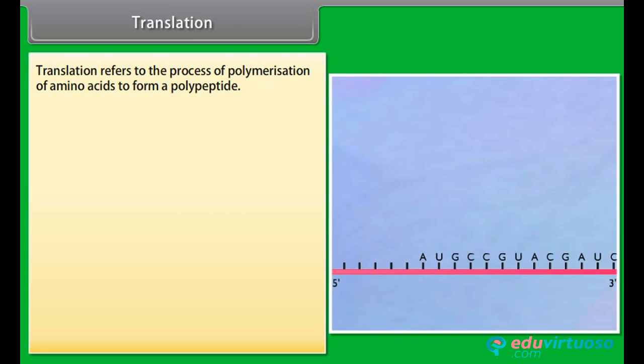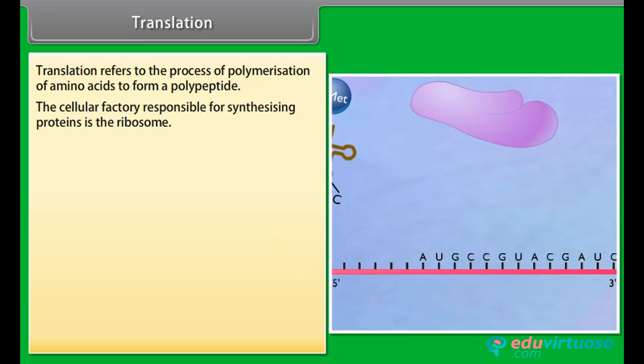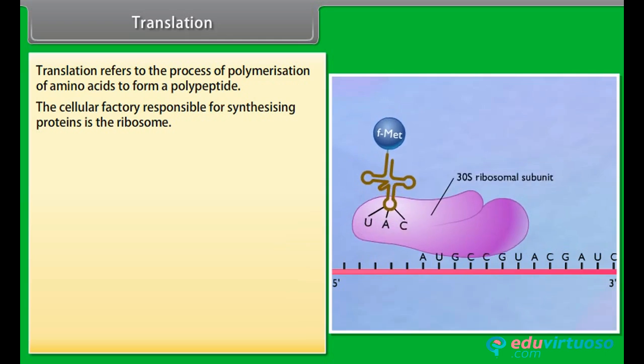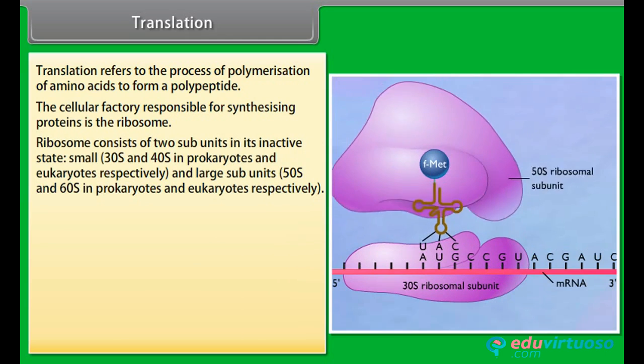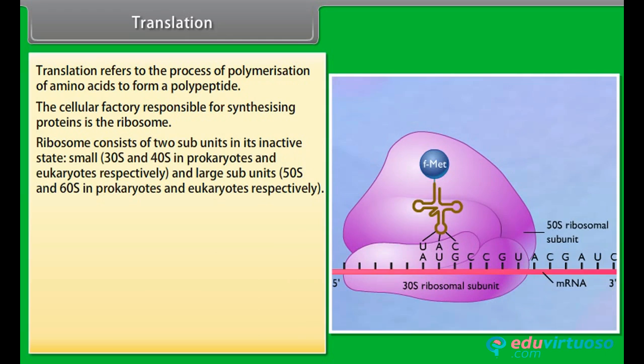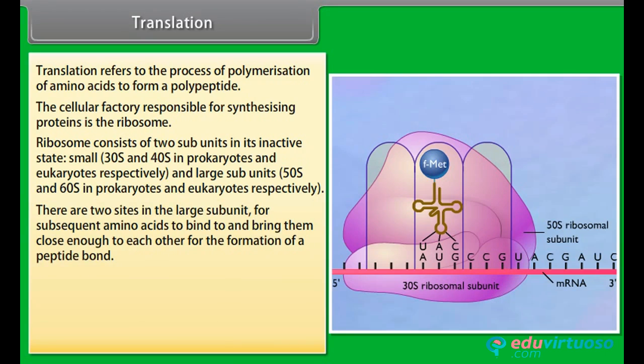Translation. Translation refers to the process of polymerization of amino acids to form a polypeptide. The cellular factory responsible for synthesizing proteins is the ribosome. Ribosome consists of 2 subunits in its inactive state, small and large subunits. There are two sites in the large subunit for subsequent amino acids to bind to and bring them close enough to each other for the formation of peptide bond.